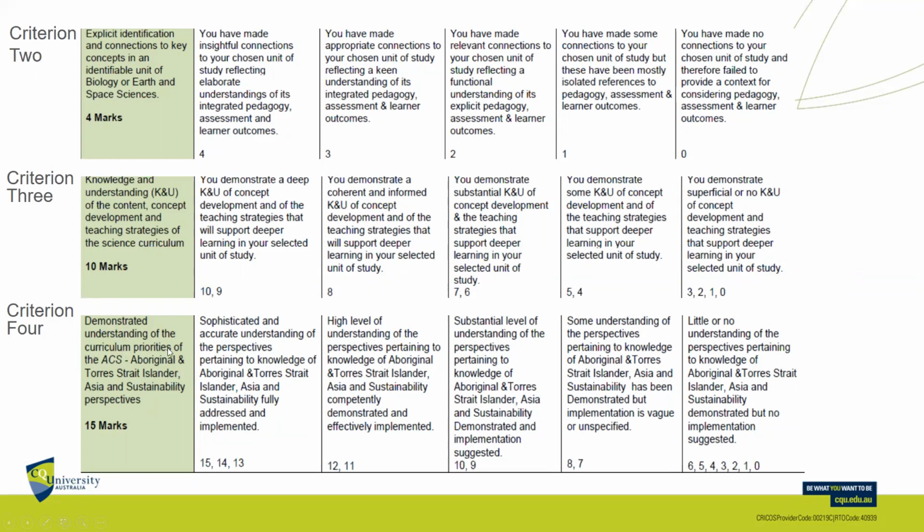Criterion 4, demonstrated understanding of the curriculum priorities of the ACS, Aboriginal and Torres Strait Islander, Australia in Asia, and sustainability. You do not have to do all 3. Okay, you name which 1 or 2 you're going to do. And then the evidence that you present in your assignment will determine your result on this criteria. So if, for instance, you're going to talk primarily about integrating Indigenous perspectives, okay, then that's all the marker will look for. If you want to talk about sustainability as your cross-curriculum priority, that is all the marker will look for. You do not have to do all 3.